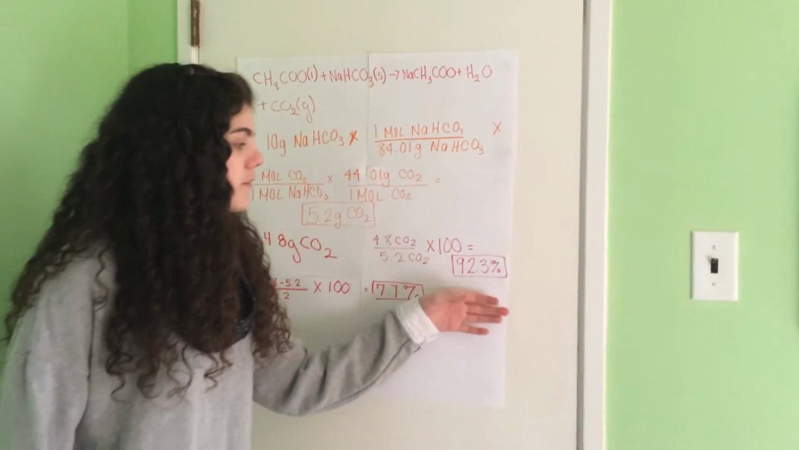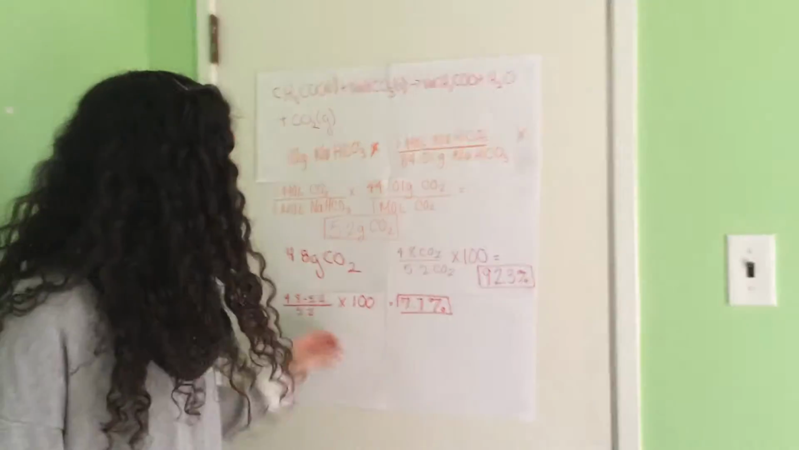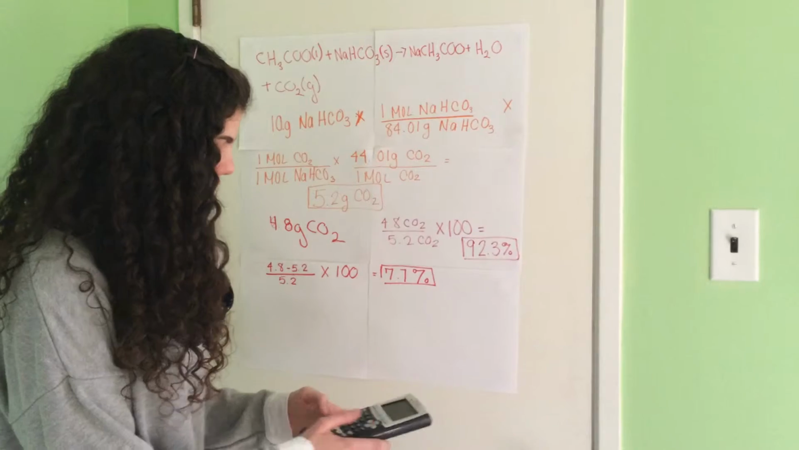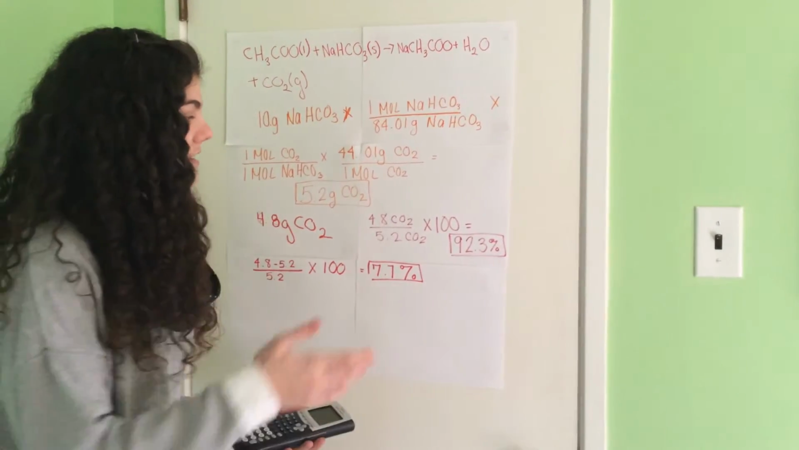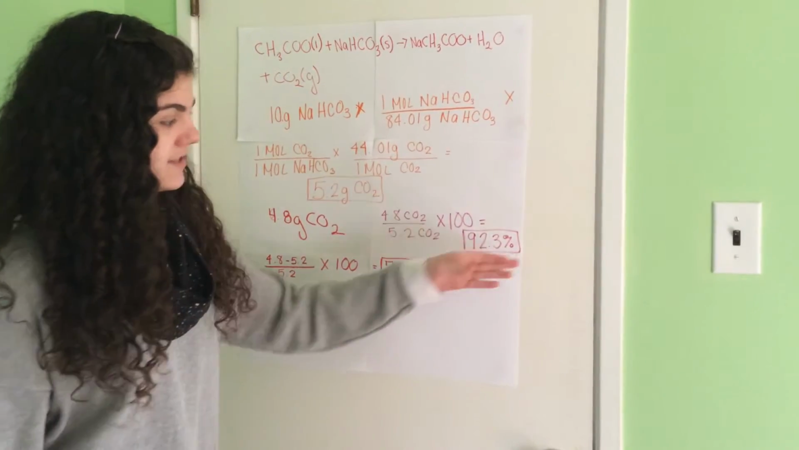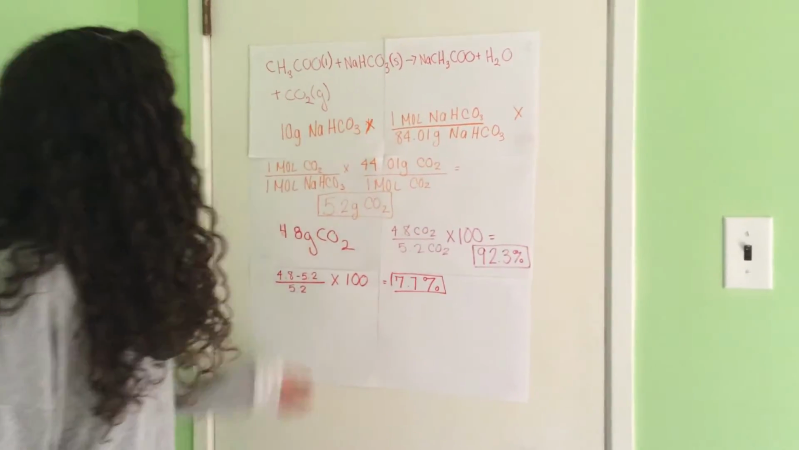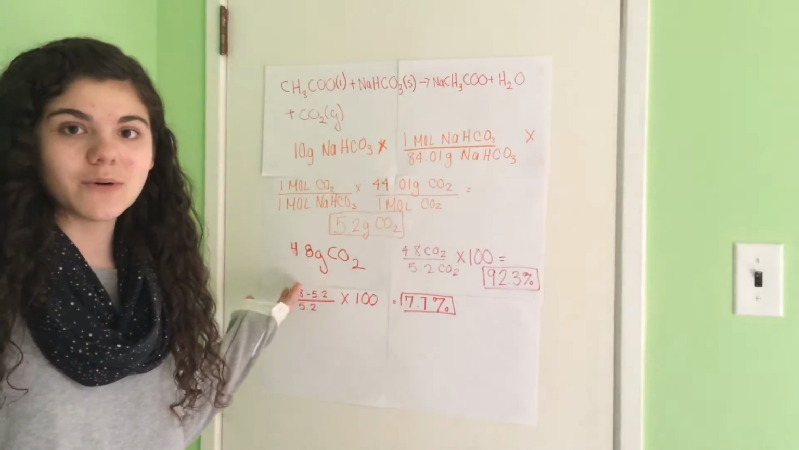So this is our percentage yield, which is about how correct we were, and this is our percentage error, which is how much we were off by. And if you add 92.3 plus 7.7, you'll get 100, which makes sense because this is how correct we were, and this is how much we were off by. So this is our experiment, and this is basically how our volcano exploded.